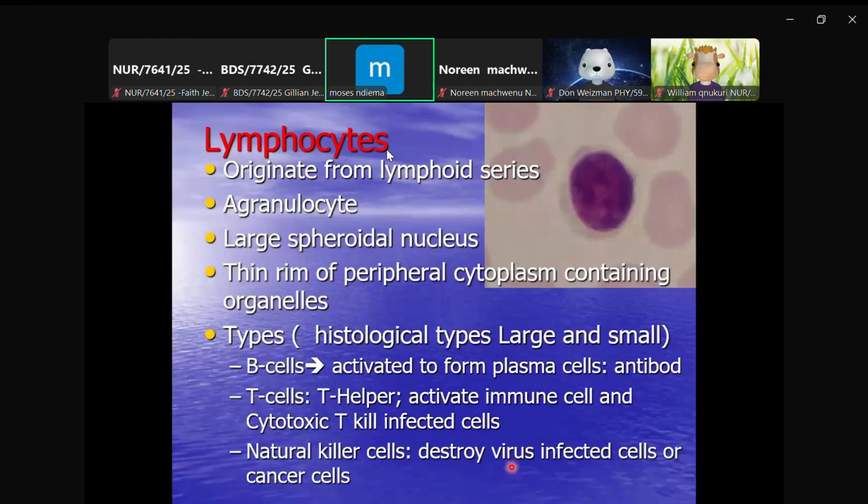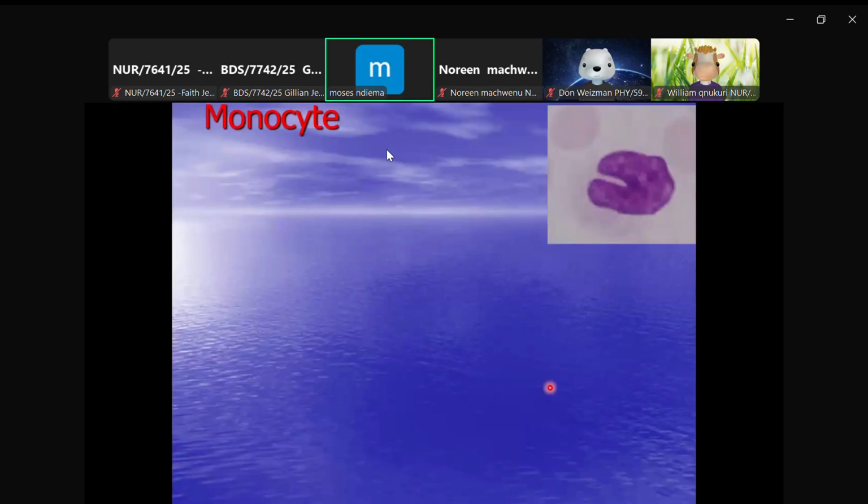Now, we look at the agranulocytes. Agranulocytes are those cells which do not show granules in their cytoplasm. They have granules, but the granules are not staining. They might be too small to stain, that's one. They might not be picking up any stain with the normal dyes, that is, basic and acidic dyes, and that's why they are referred to as agranulocytes.